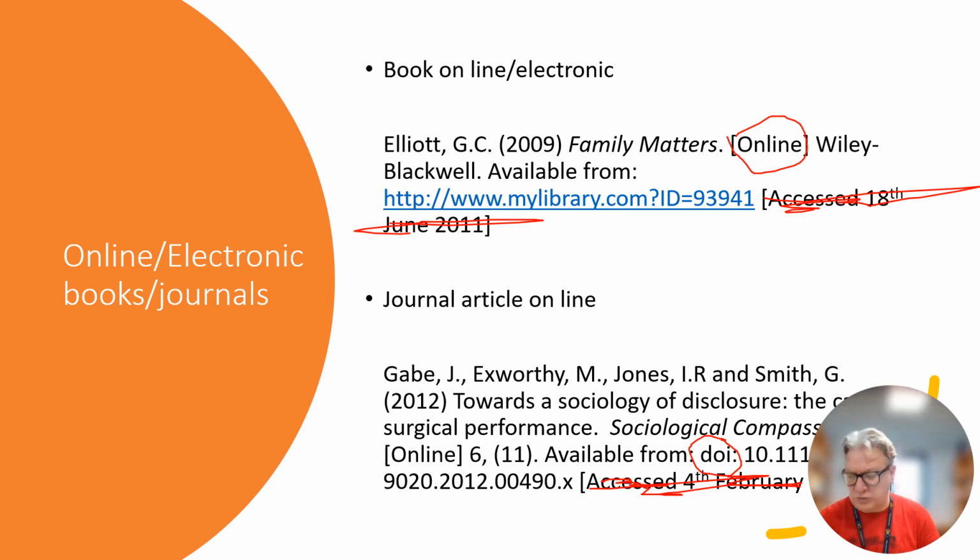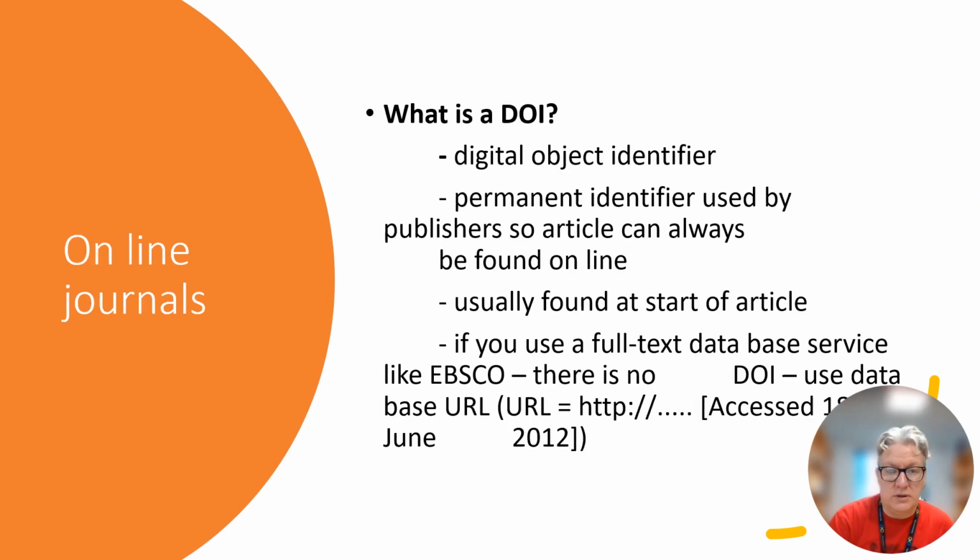It works as a sort of universal system for academic sources, an address to find them. What is a DOI? A digital object identifier. It's a permanent identifier, so something can always be found online. So there's no need to use a URL for that, which makes it a little handier for people who want to trace your sources.